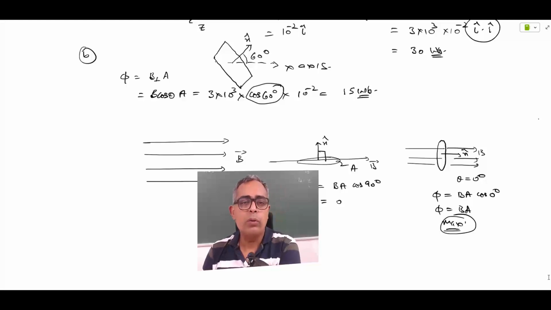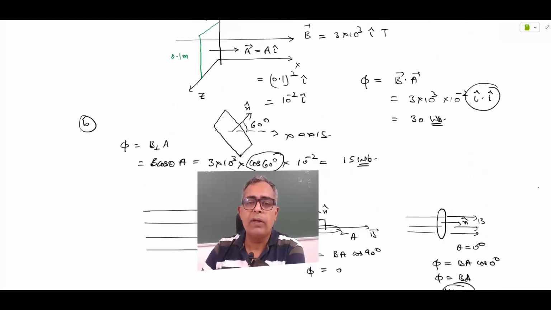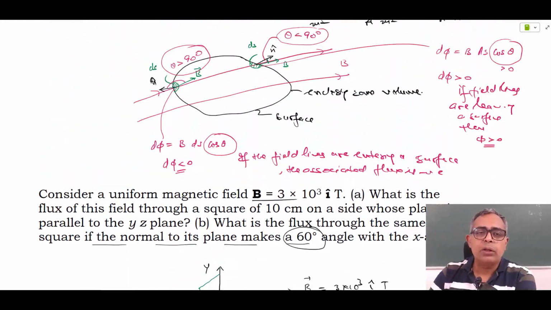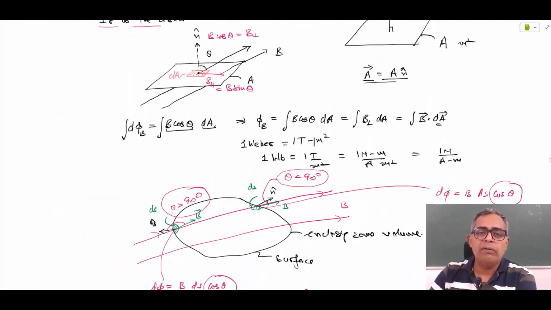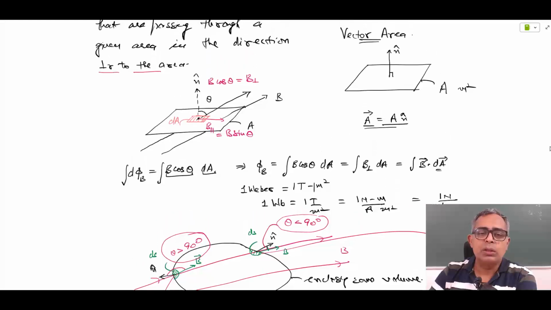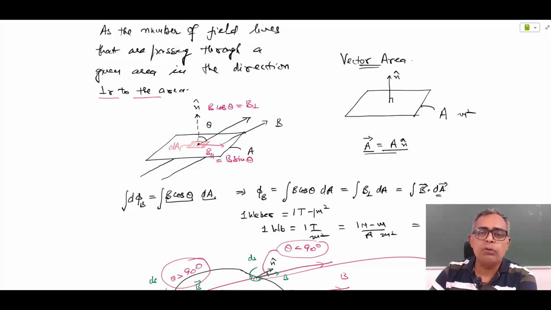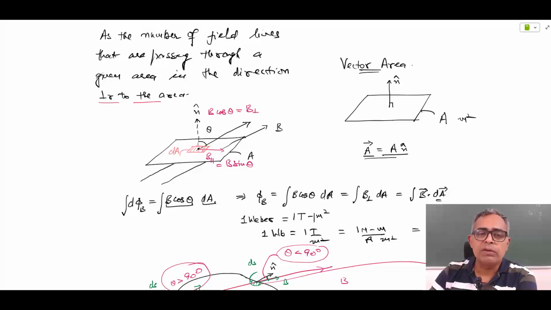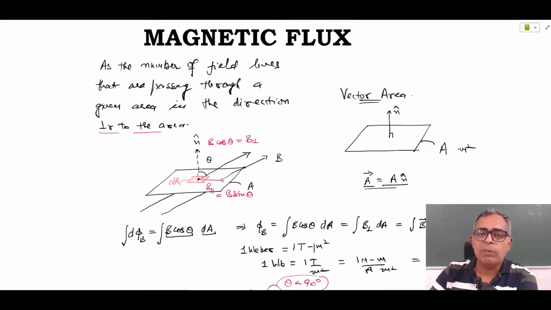So I hope you have got the idea of what is magnetic flux. So magnetic flux is basically the product of the perpendicular component of the magnetic field that is passing through a given area, or you can say the total number of field lines that are passing through a given area in the direction perpendicular to the area. So we are only interested in that magnetic field that is perpendicular to a given area. So in this way, we have coined a term magnetic flux. Now that concept of magnetic flux will help us to understand the ideas of electromagnetic induction.